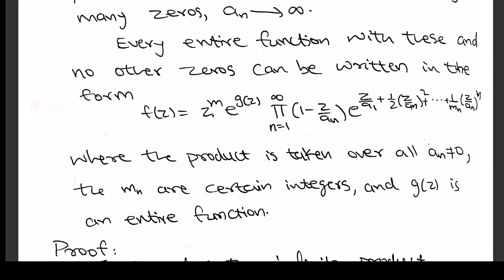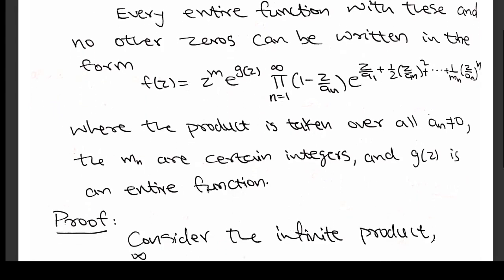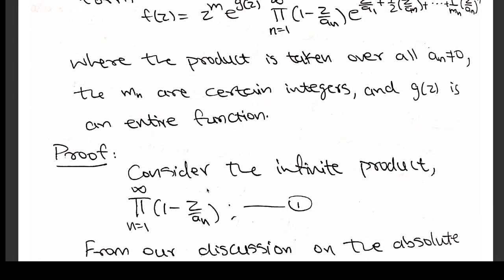You can see that you have a term z raised to m, that is understandable, because the origin is a zero of order m. You have a quantity like this, exponential power g(z), which again we have seen, and there is a product like this where the a_n are the other, non-zero zeros, and an additional term comes into the picture. This is something additional. In fact, I will tell you how it comes. Now this product is taken over all n not equal to 0. So this is a result which we are going to prove.